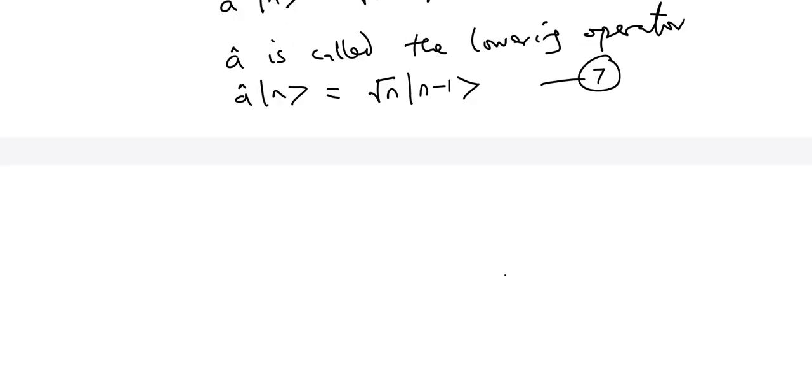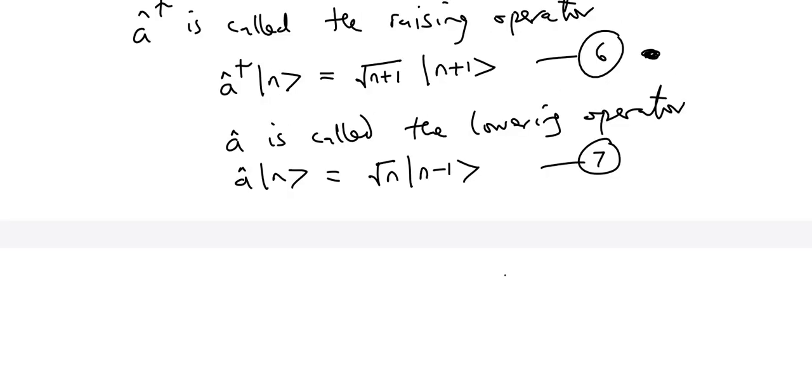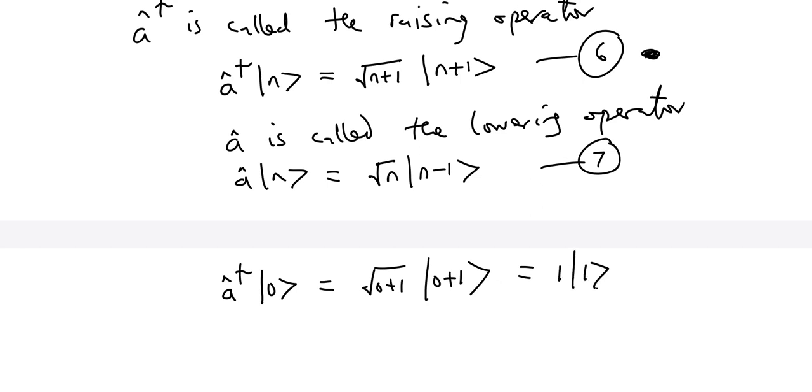Okay, so in general, let's do this. If a dagger acts on state 0, using equation 6, it means n is 0. So this will be the square root of 0 plus 1, then state 0 plus 1. 0 plus 1 is 1, and the square root of 1 is also 1. So the state is 1. That means that if a dagger acts on state 0, it gives state 1.